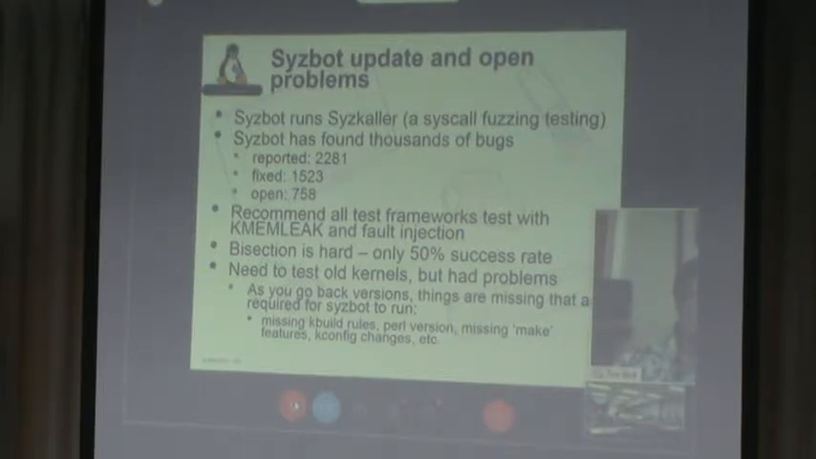One of the reasons for that is that as you go back in kernel versions, there are things that are missing that cause your test program that needs to run against the kernel to not work. So there's things like missing kbuild rules, differences in the way the kernel versions handle things, missing make features and kernel config changes, and so a whole list of things. So Syzbot is finding tons and tons of bugs, but it still could be improved.